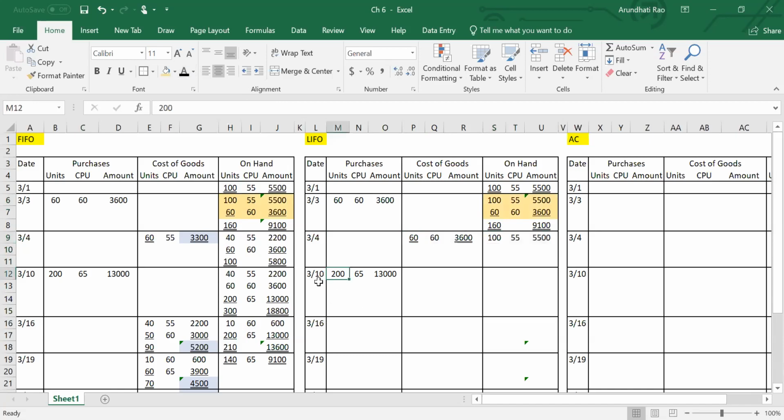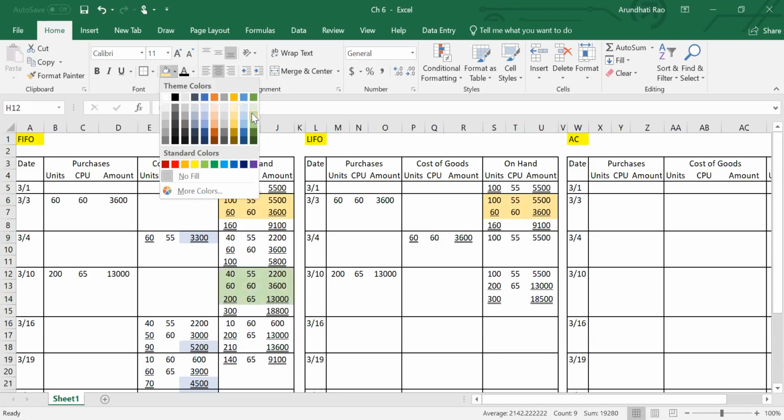On the 10th, I purchased 200 units. Again, it doesn't affect cost of goods sold. What I have over here now is 300 units. Now what you will see, again, I'm going to highlight this in a different color so you can see it to show you the comparison between the two.